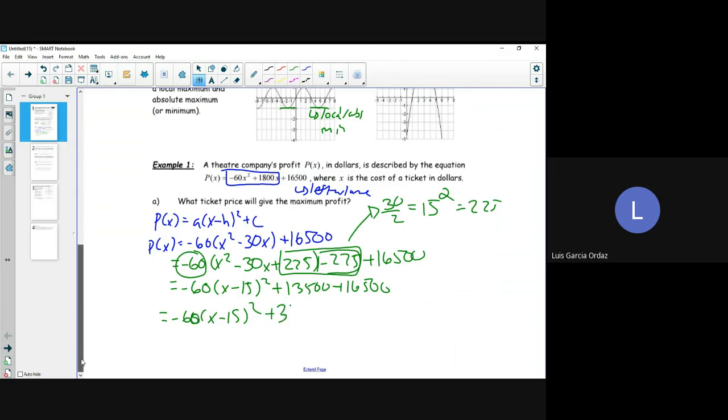And then we are left with negative 60 times x minus 15 squared plus 30,000. So our vertex is (15, 30,000), which means that the cost of the ticket should be $15 to get maximum profit.